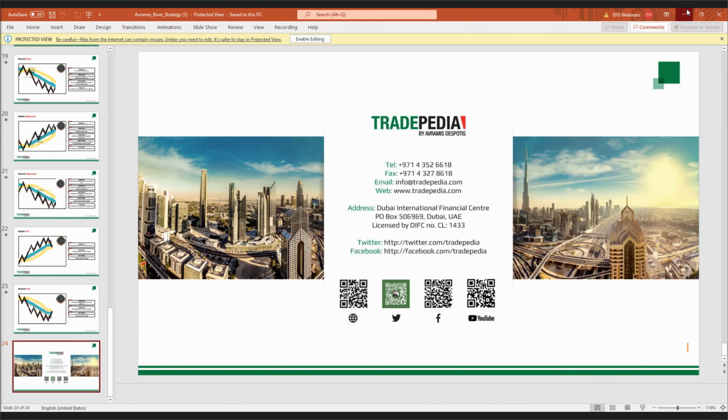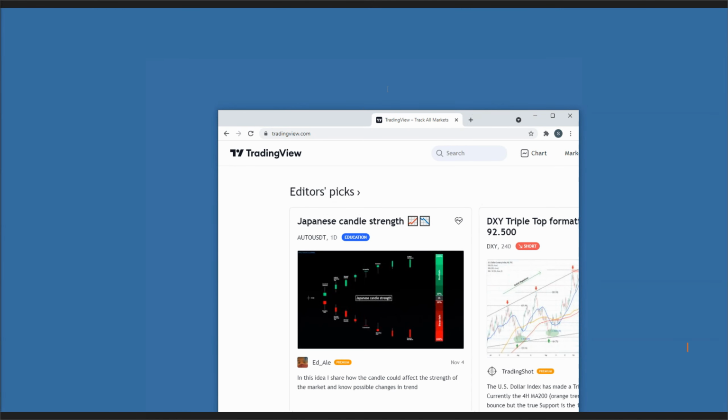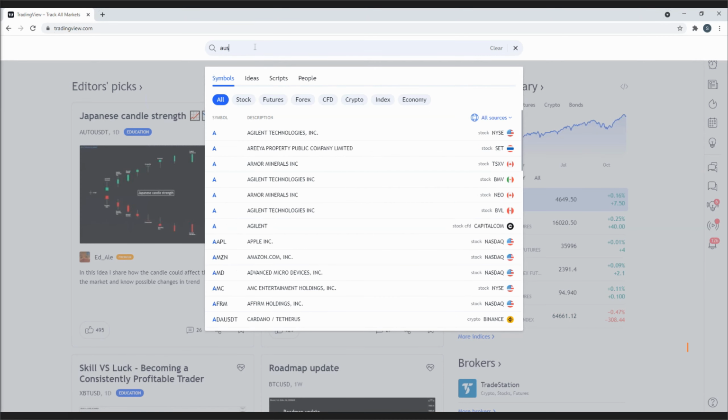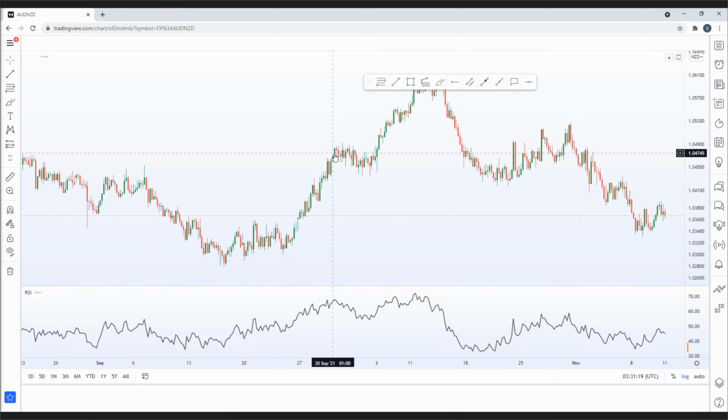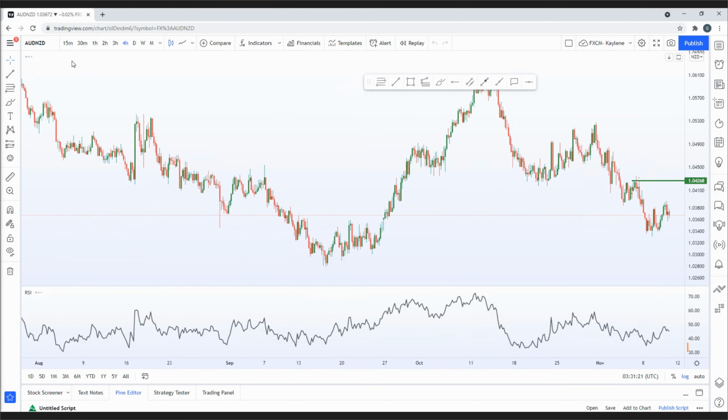Oil again. And Aussie dollar and Aussie Kiwi. Okay, let's go, guys. Give me a second while I prepare my chart.